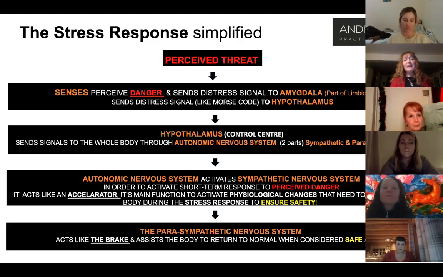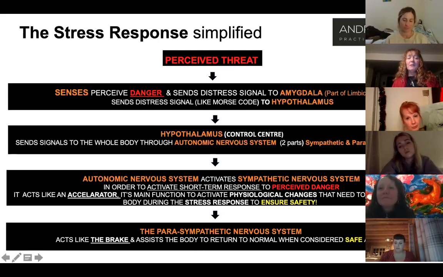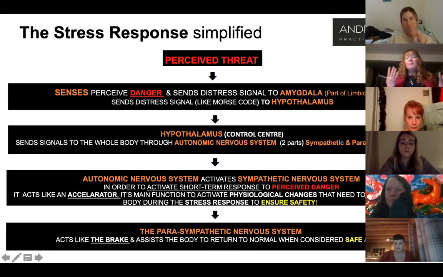So I've got a little diagram here just to show you what's actually happening when you go into that mode. So your perceived threat, and I say perceived threat because the monkeys have decided this is something that you need to be stressed about, or you need to run away from in some way, or freeze, or whatever it is, whichever part of that you decide or your body decides you're going to do. So your senses, and that could be any of the senses, it might be something you see, feel, hear, whatever, sends a distress signal of danger to the amygdala, which is blamed for so many things, and creates so many problems.